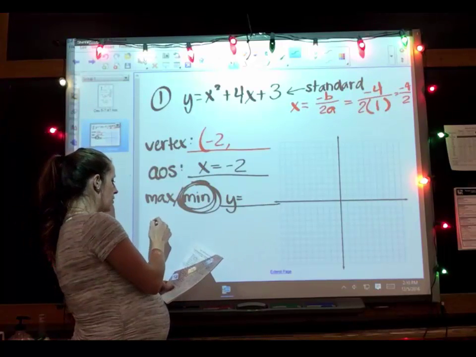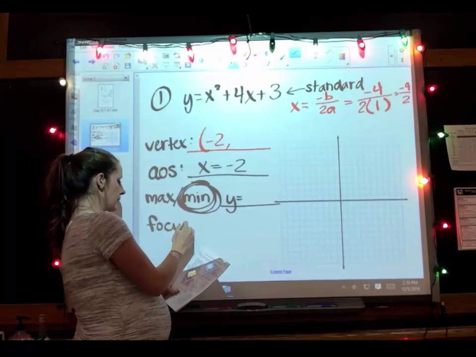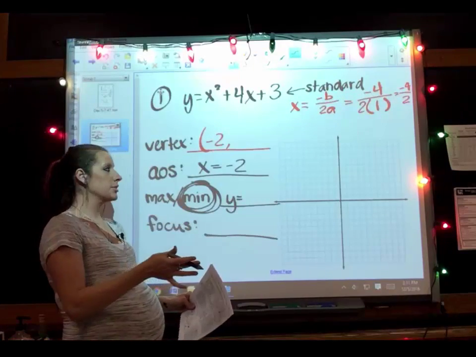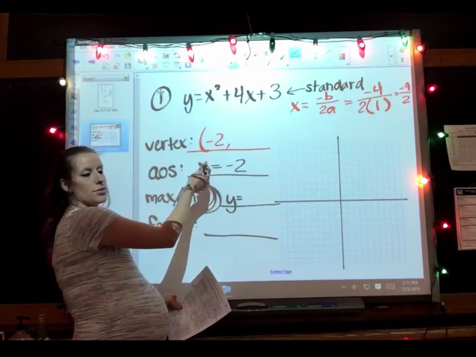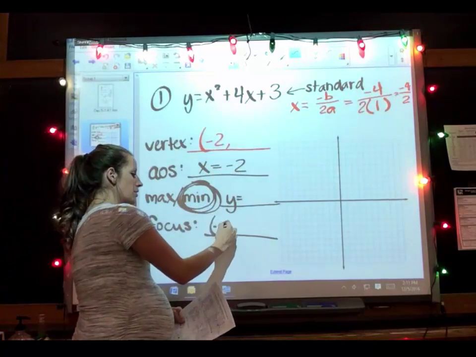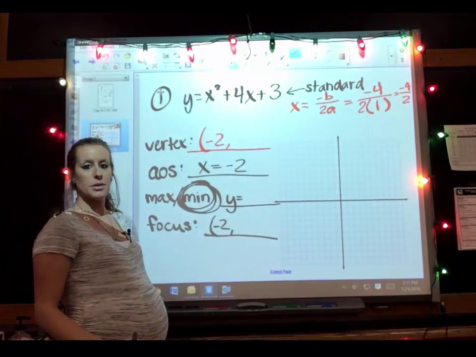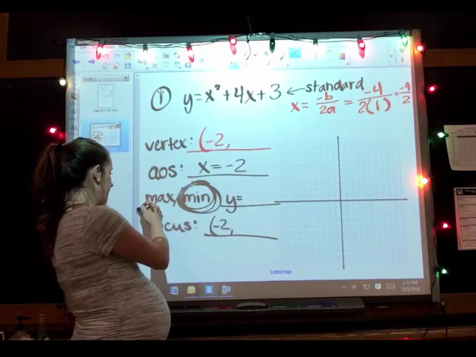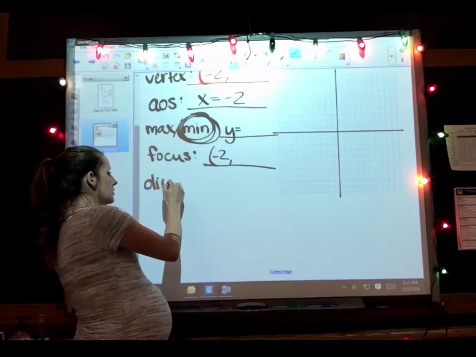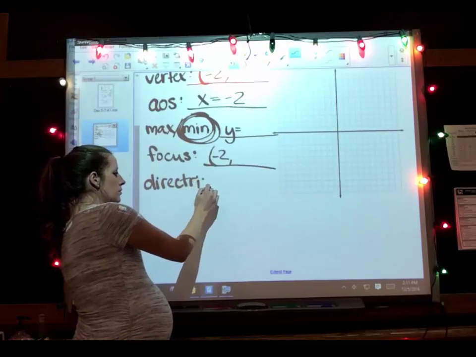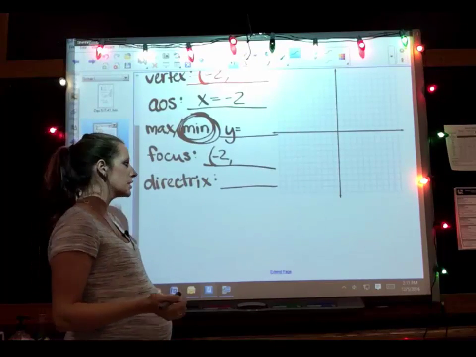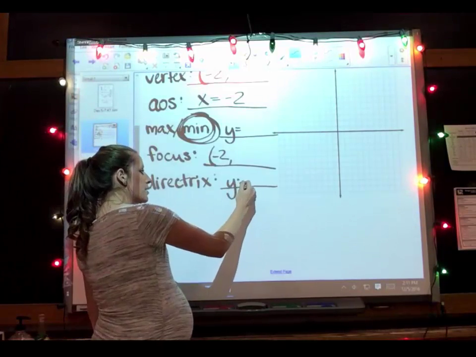Focus is next. Remember, focus is on the axis of symmetry. So if our x value for our vertex and our axis of symmetry is negative 2, so is our focus. It's going to be negative 2. Directrix. We can't figure that one out yet until we know the y value of the vertex. So we can just put y equals for now.